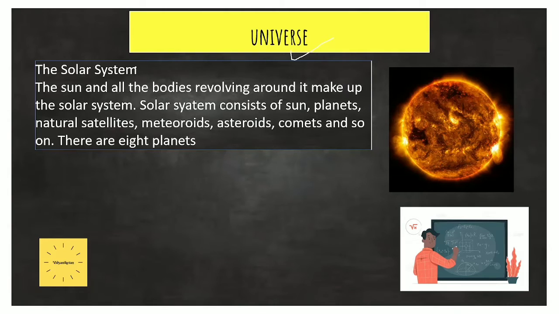Let's begin. The solar system. What is the solar system? The sun and all the bodies revolving around the sun together make up the solar system.